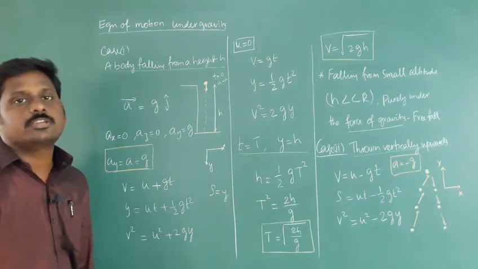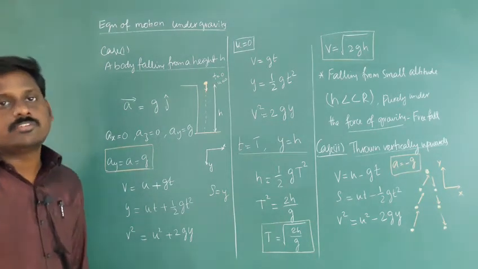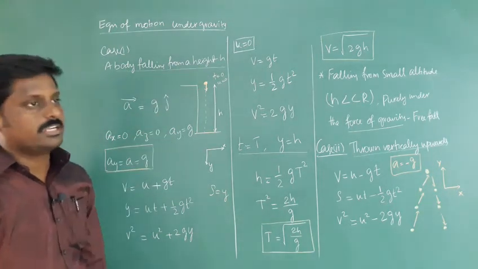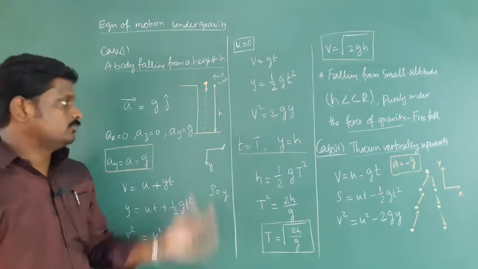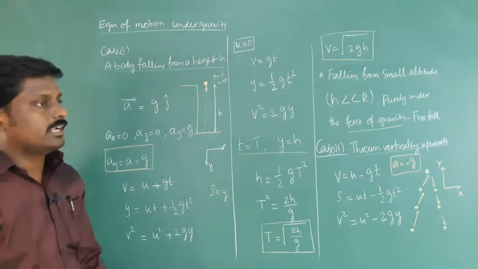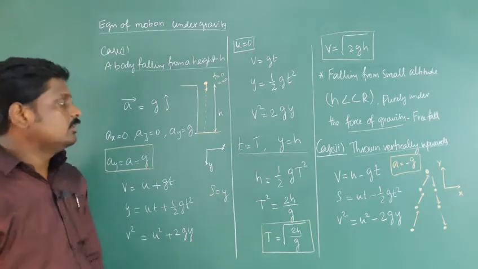So good morning students. In this class we are going to discuss equations of motion under gravity. An object is falling from a certain height, or we are throwing the object against gravity. So that is equations of motion under gravity. One is against gravity, and one is towards gravity.